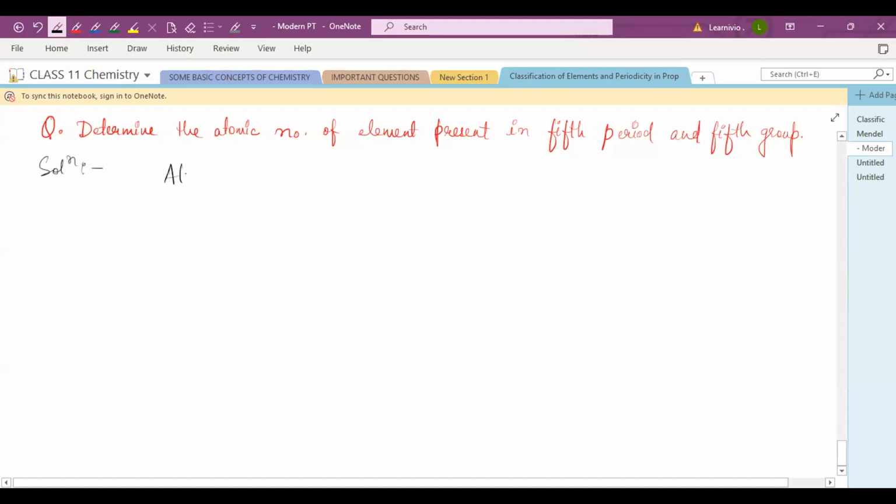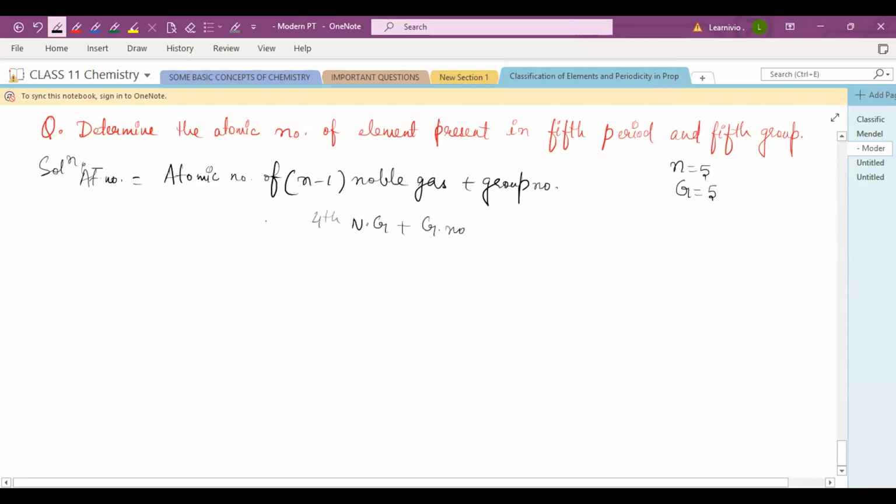So basically, the formula is atomic number of the (n minus 1) noble gas plus your group number. That's the formula for finding the atomic number. Here n is 5 and the group number is also 5. So n minus 1 means the fourth noble gas, plus your group number.